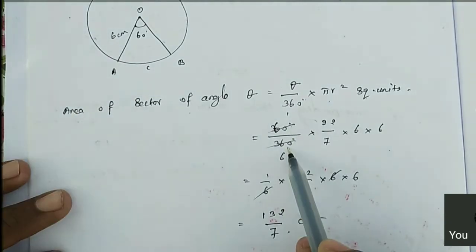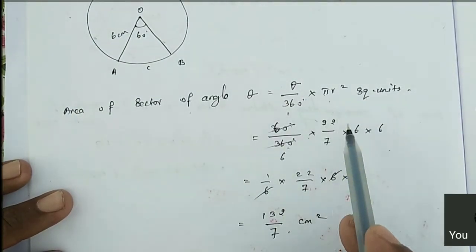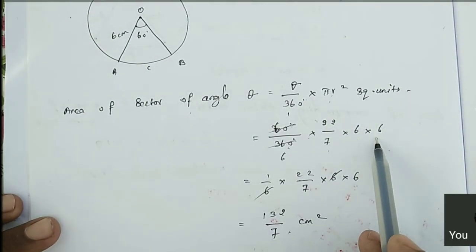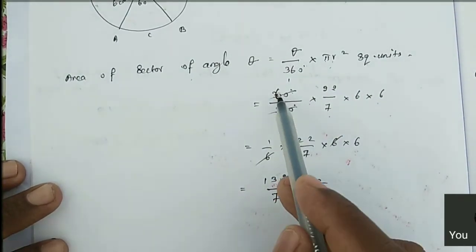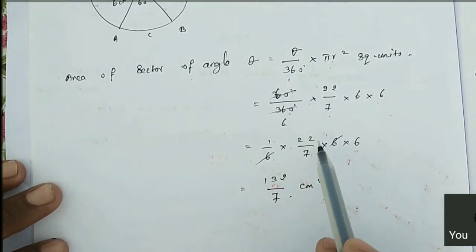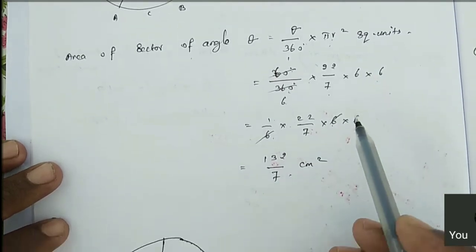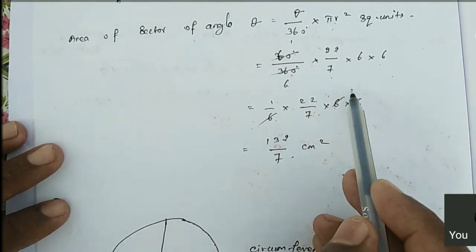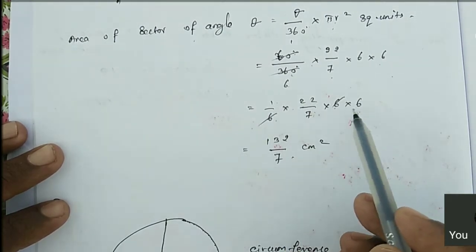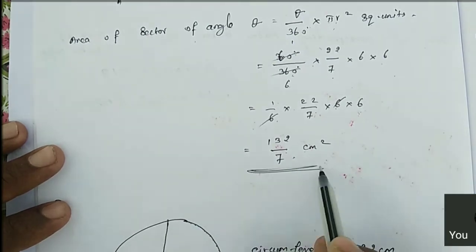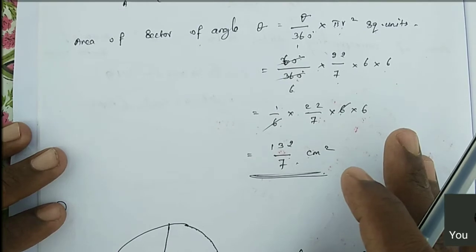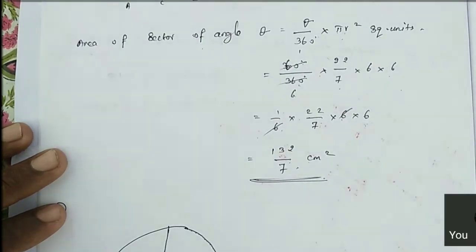60 by 360 into pi value you can substitute 22 by 7, r value 6 centimeter, 6 into 6. So next cancel it. 1 6 are 6, 6 6 are 36. So 0 0 cancel. So 1 by 6 into 22 by 7 into 6 into 6. Next, 1 6 are 6, 1 6 are 6. Now you can multiply. 22 into 6, 132 by 7 centimeter square. Are you all clear? That is the area of a sector. Any doubt? Shall I move to the next problem?